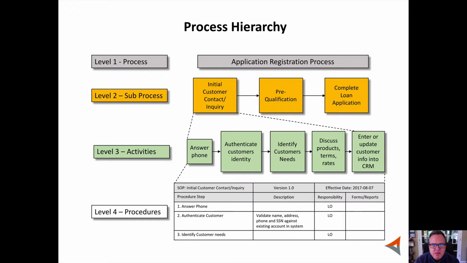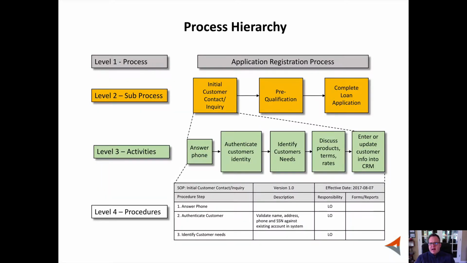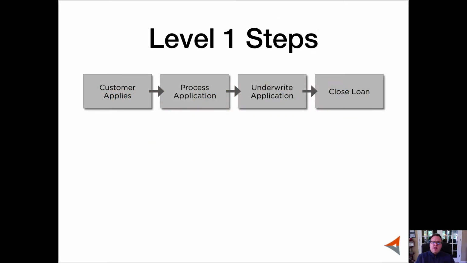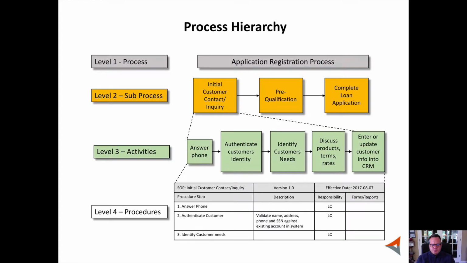So how do you document this stuff? There's 4 levels of process mapping. The first level is the highest level process, where you might, in this example, call it the application registration process. You could map this across at a high level through your entire process. It might include the input from customers to processing an application to underwriting an application to closing an application to sending it on to an investor. So it could be very high level.